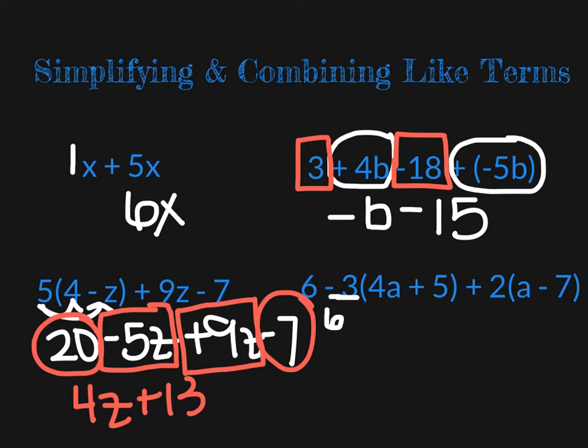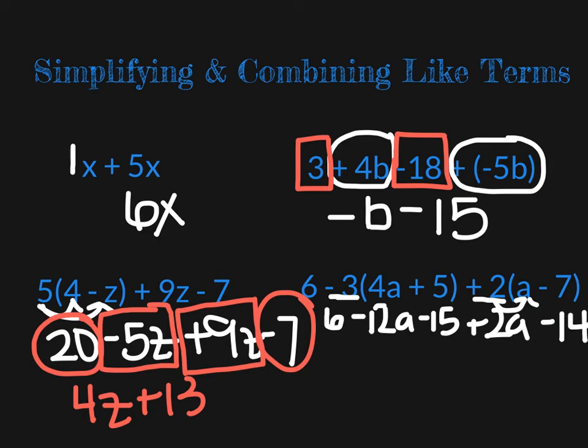Negative 3 times 4a is negative 12a. Negative 3 times a positive 5, negative 15. Now I'm going to look at this as a positive 2 over here and distribute that. 2 times a is 2a. 2 times negative 7, negative 14.